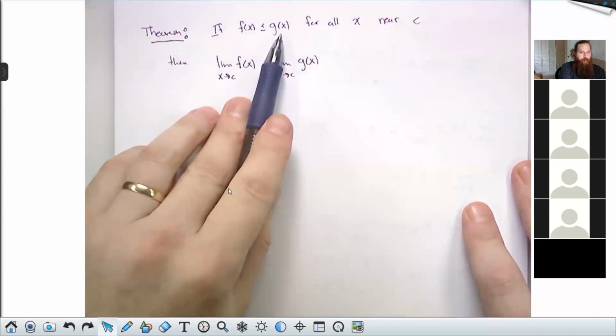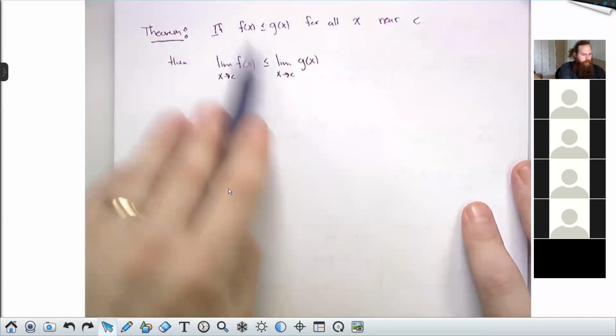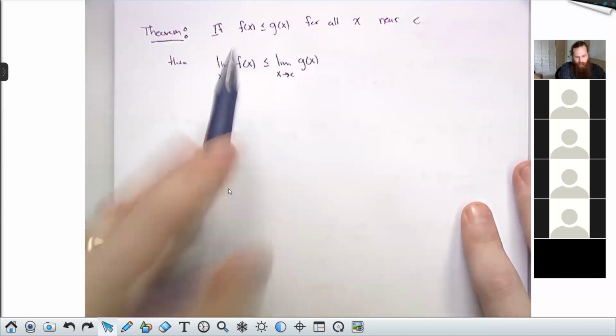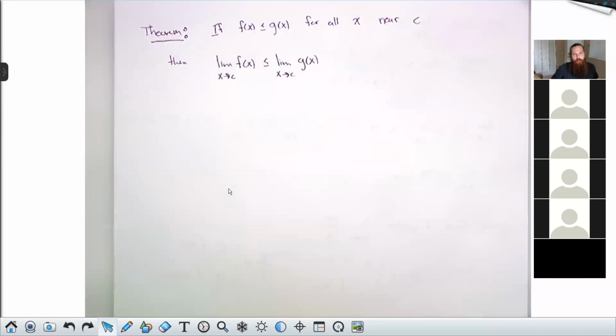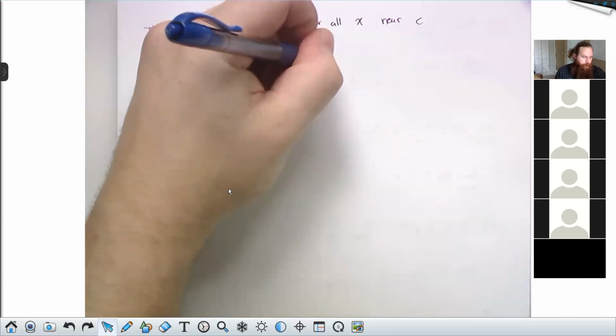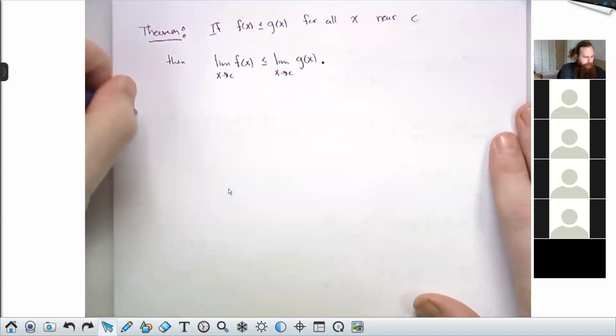So if this function is bigger than this guy everywhere near c, then in the limit as x approaches c, this guy will be bigger than this guy. That makes sense, right? If the graph of g is everywhere above the graph of f, then in any limiting situation, the limit of g should be larger than the limit of f. This is used together with compound inequalities to prove the squeeze theorem.